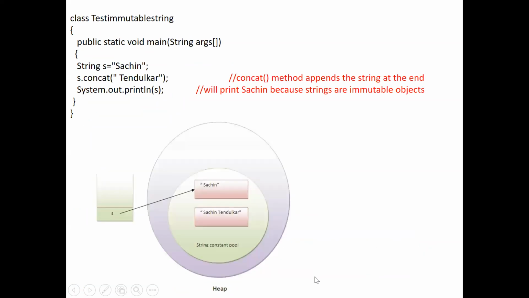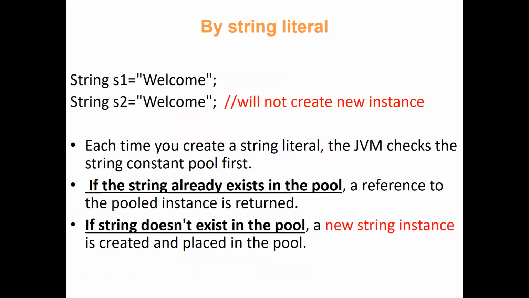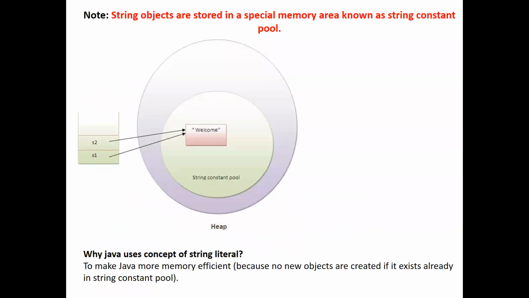Let's go back, I will explain. See what I have done here. String S1 is equal to welcome, string S2 is equal to welcome, string S3 is equal to welcome, string S4 is equal to welcome. I have created 4 variables. So what will happen here? 4 reference variables will be present, and in the string constant pool, only one object will be present. So all are pointing to the same object.